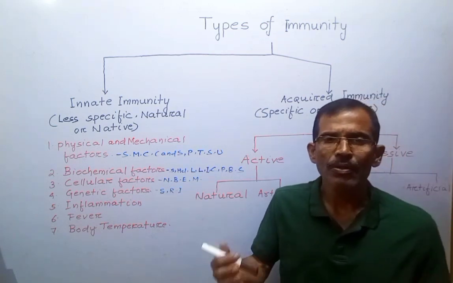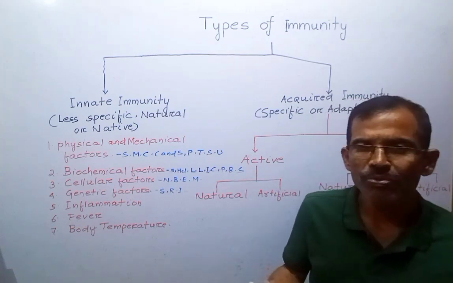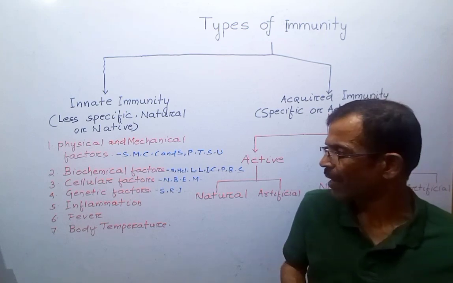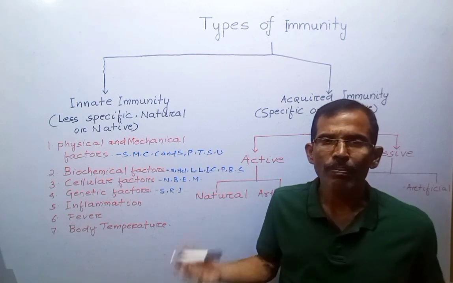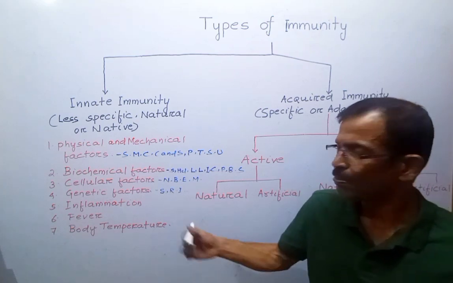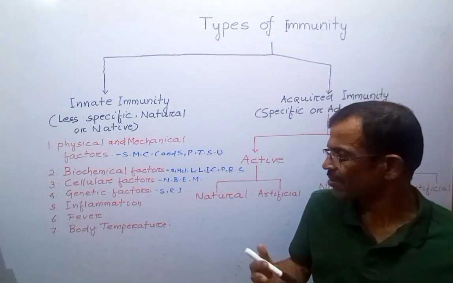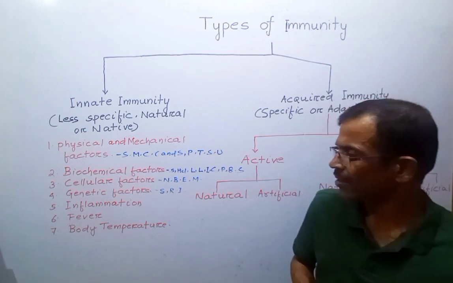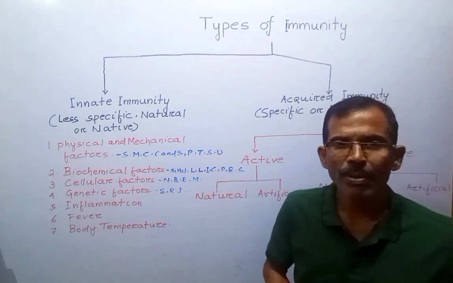Cellular factors include different types of white blood cells such as neutrophils, basophils, eosinophils and macrophages. Genetic factors is also one more component of innate immunity that gives rise to species immunity, racial immunity and individual immunity. Other components of innate immunity are inflammation, fever and body temperature.